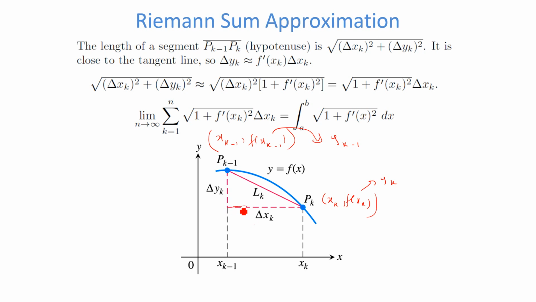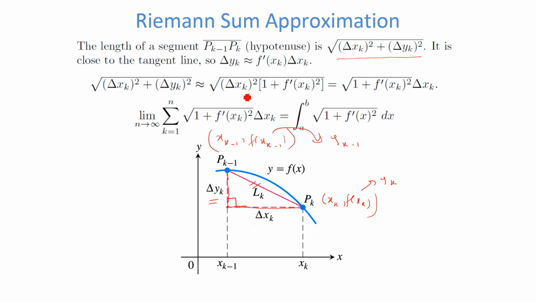So we have a right angle triangle here. If we draw a line parallel to the x-axis to join this line, this is the difference between y values, which is called delta y_k. So what is then the length of this segment? By the Pythagoras theorem, because this is a right angle triangle, this is equal to the square root of delta x_k squared plus delta y_k squared, right?